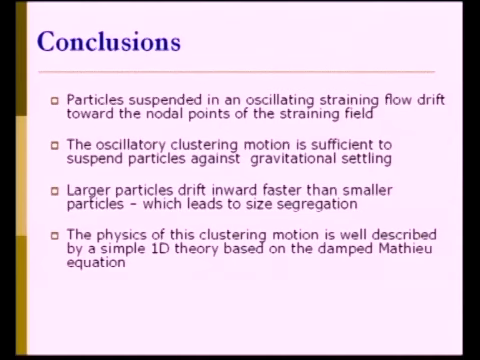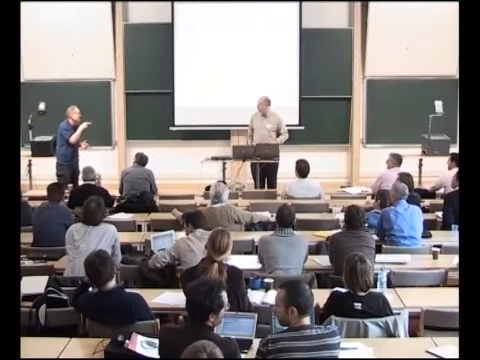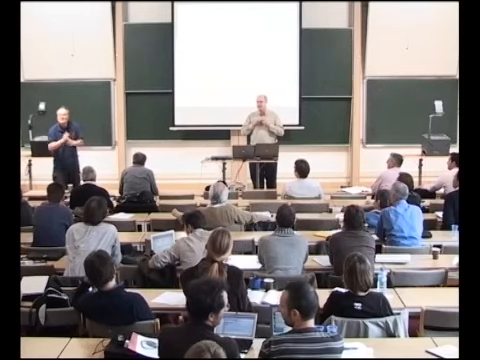And just a few conclusions. We found that particles suspended in an oscillating straining flow drift towards the nodal points of the straining, that this drift rate is essentially proportional to the Stokes number up to the stability limit, that this phenomenon is capable of suspending particles against gravitational settling, and that we have this simple one-dimensional theory which seems to be reasonably accurate at describing our results. So that's all.